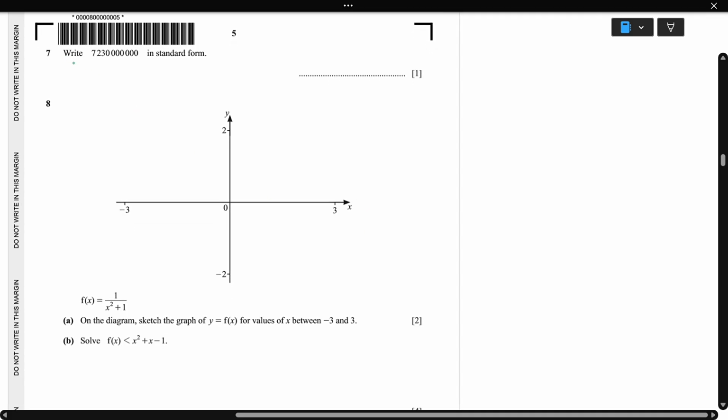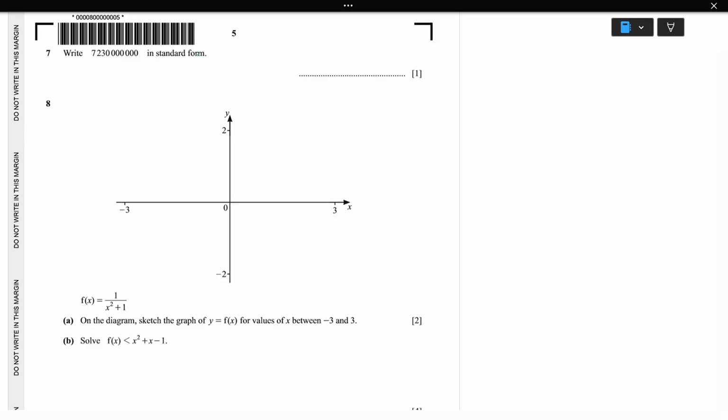Question number 7. Write 7,230,000,000 in standard form. So here we need to leave the answer as a number with one digit before the decimal point, times 10 to the power. Now we'll check: 1, 2, 3, 4, 5, 6, 7, 8, 9. So 9 places are moved, which is 10 to the power 9.